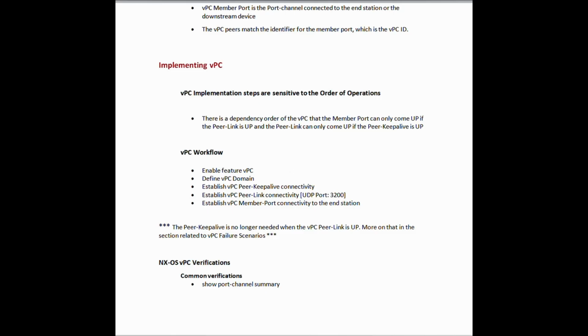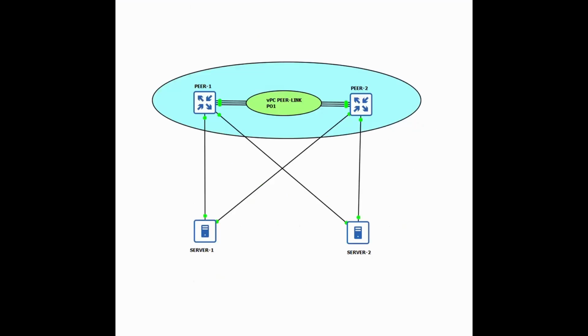So going back to the VPC workflow, we enabled the VPC feature, we defined the VPC domain, we established the VPC peer keepalive connectivity, and then we also established VPC peer link connectivity. Now we will establish the VPC member port connectivity towards the end servers, which are servers 1 and 2 in our topology. In our lab, we have interface Ethernet 1/1 going towards server 1 and 1/2 going towards server 2 from both peer 1 and peer 2.